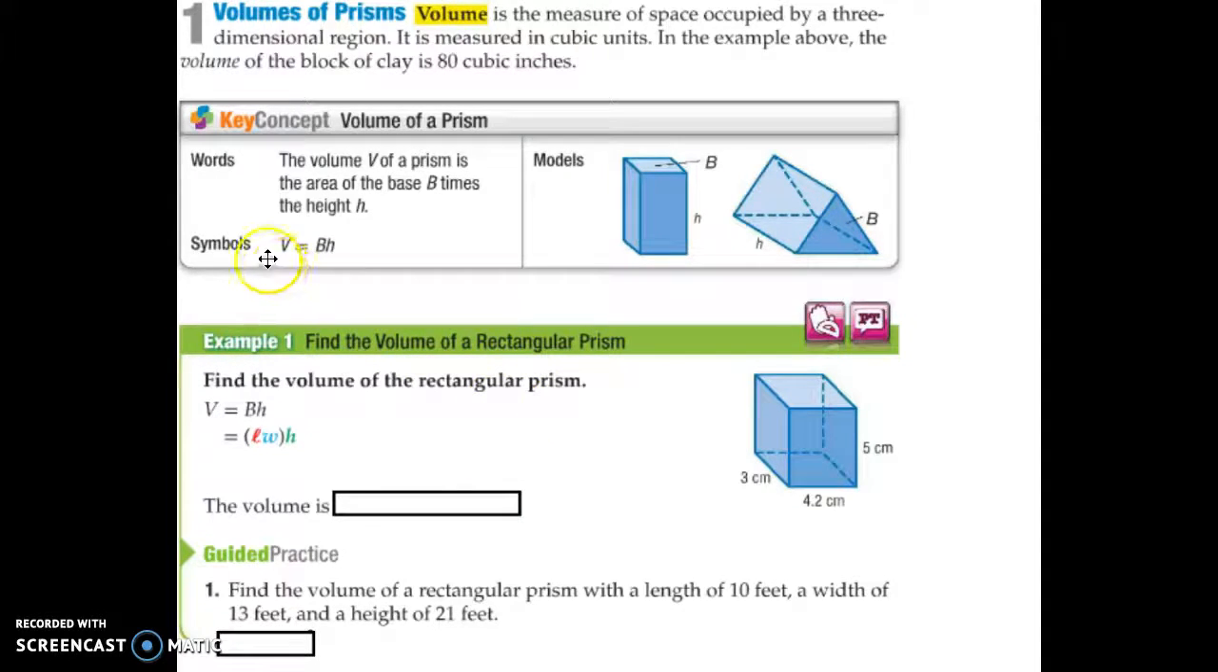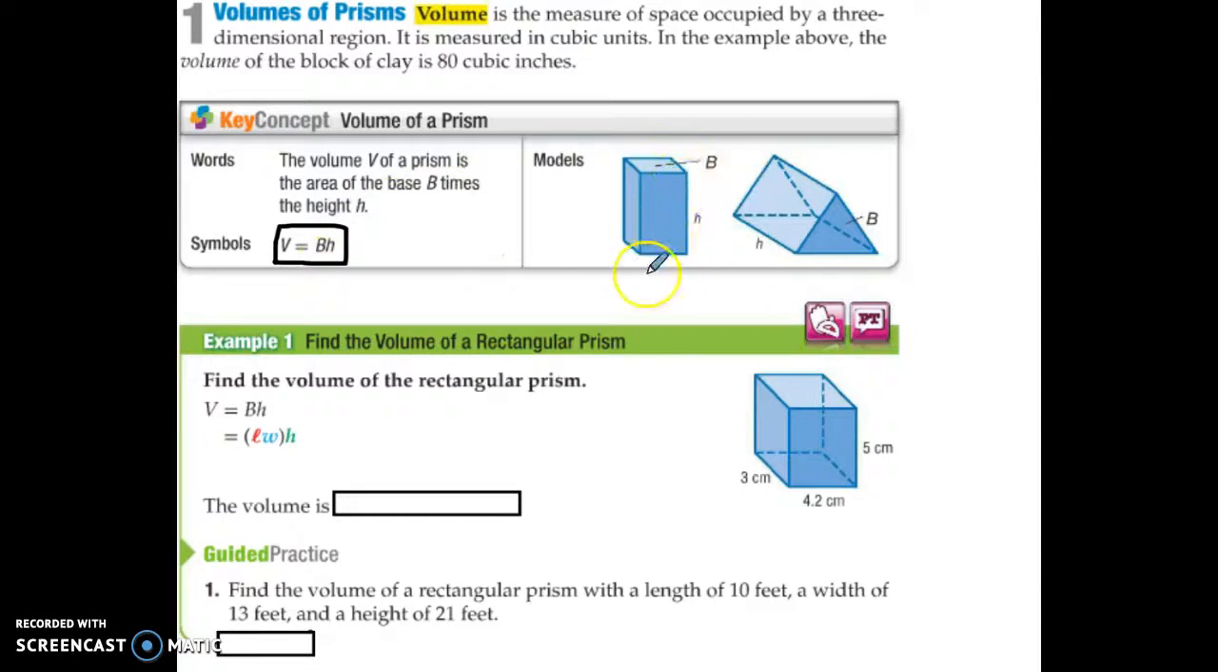So this is the formula you want to write down. Volume equals capital B times H, as well as the definition. Capital B, that's kind of the tricky thing, because that's not the same for every figure. But if you read here, the volume V of a prism is the area of the base, which is capital B, times the height. So capital B is the area of the base.